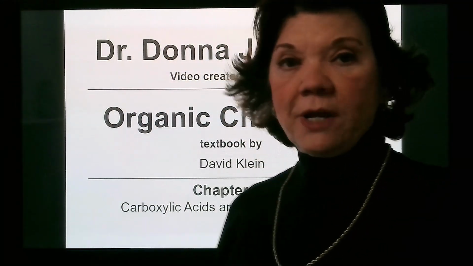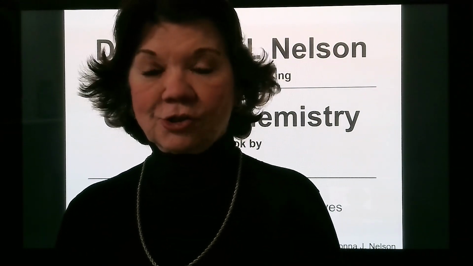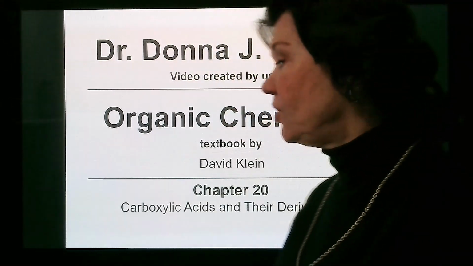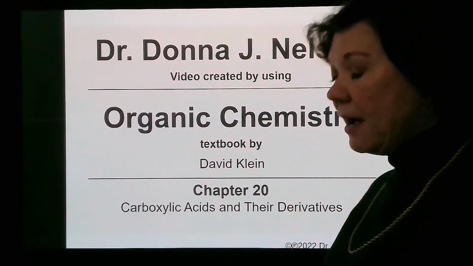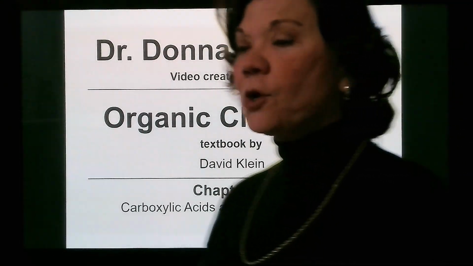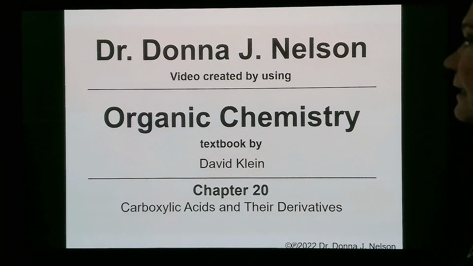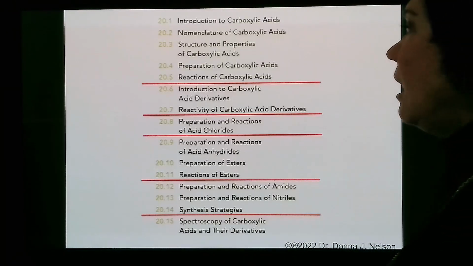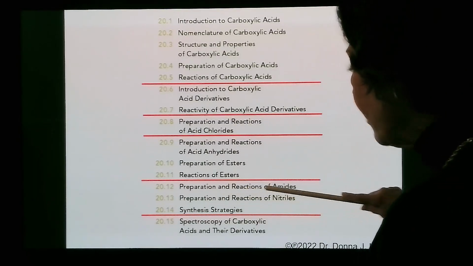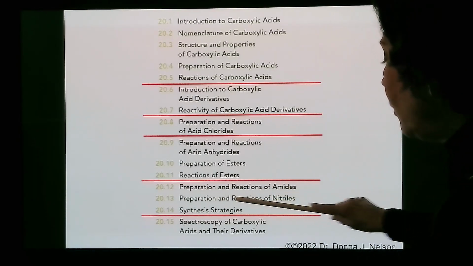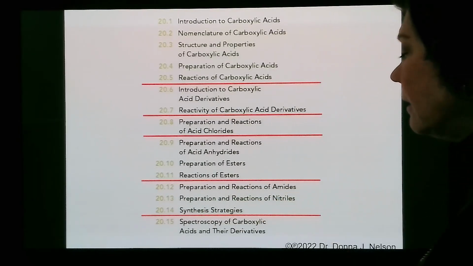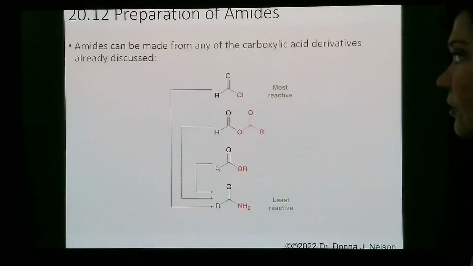So now we are going to look at the fifth and final lecture of carboxylic acids and their derivatives. This is going to be the reactions of amides and also nitriles. Let's go ahead and look at the preparation and reactions of amides, and then we'll look at nitriles and a little bit about synthesis strategies.